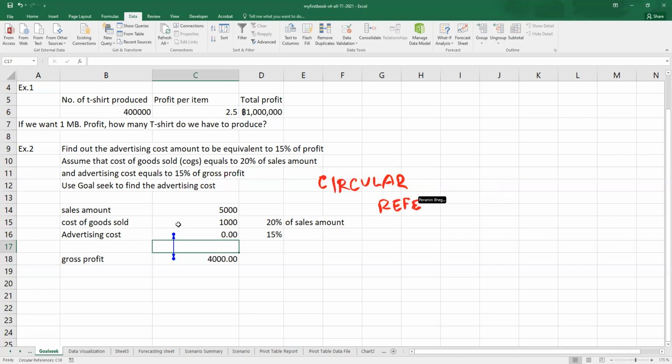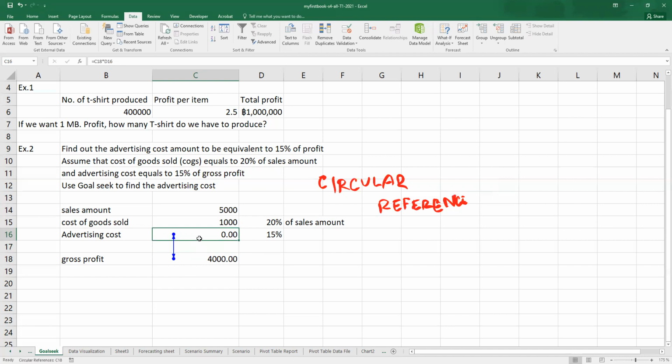So circular reference means that you are trying to refer to a cell that you use as part of the calculation before. So that's why it cannot show you the correct one. So that means you can't calculate like this. Advertising cost cannot be calculated like this. Just multiplying the gross profit by 15% like this is not correct anymore.